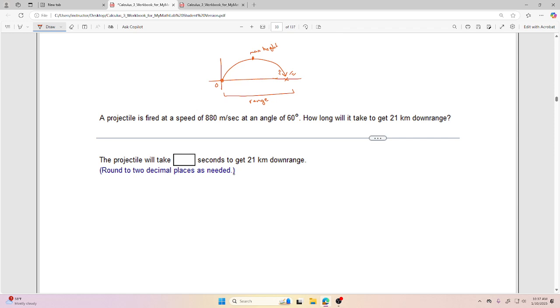So it says it's fired at this much speed, at that much angle. They're looking for a t-value: how long will it take to get 21 kilometers downrange? Now hold on for a second. 21 kilometers downrange. Is that meaning that this right here is at 21 for sure? It sounds like it, doesn't it? But can I assume it by just looking at 880 and 60 degrees, 21 kilometers, boom? There's no way I can know that. It could be exactly right. It could be somewhere around here, which I don't know.